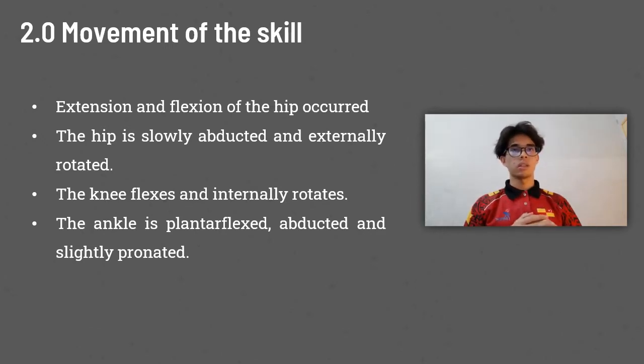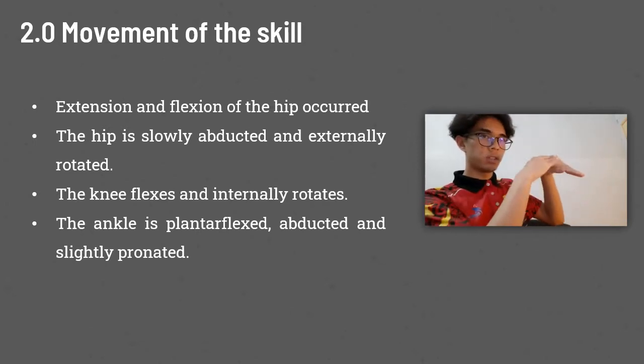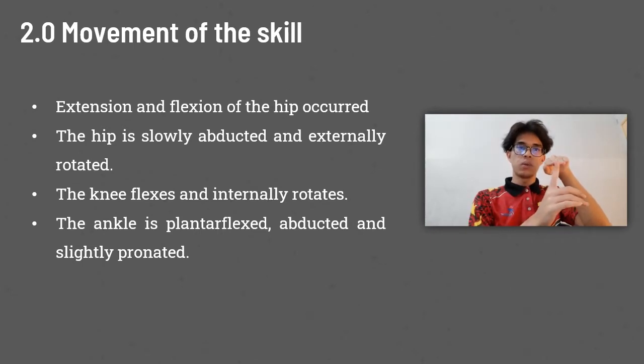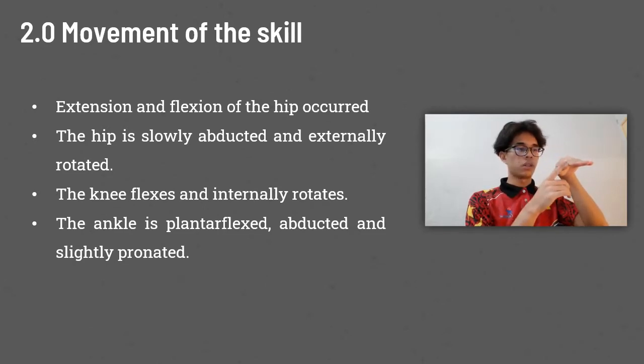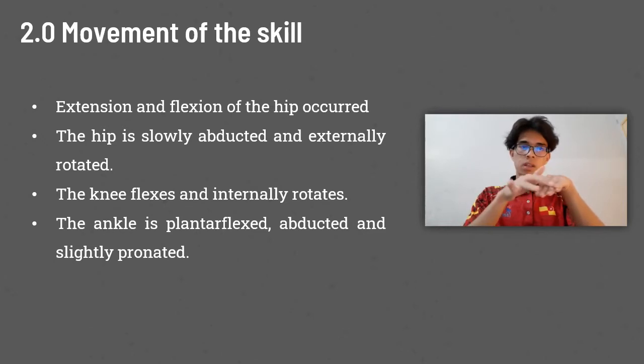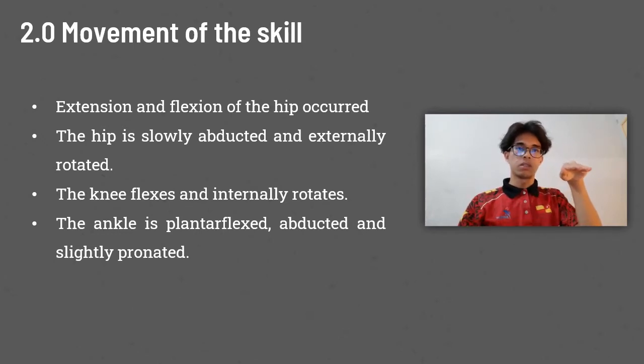So the ankle is plantar flexed. Imagine this is the foot, and it goes downwards like this. So this is plantar flexion, and it will be abducted a little bit. Abducted means it is away from the middle line of the body, so it will be like this a little bit. This is the reason why the player uses the inside of their foot, which is this is the inside and this is the outside. So they will use the inside part to kick the ball to make sure the ball curves, and slightly pronated means it bends a little bit. So that's it.